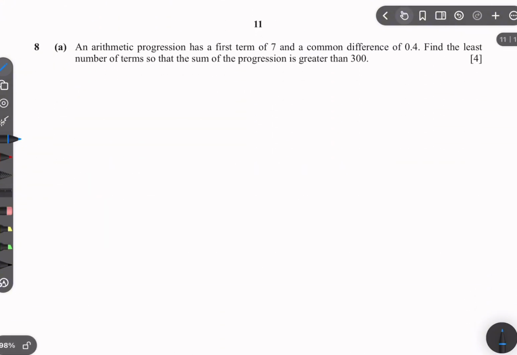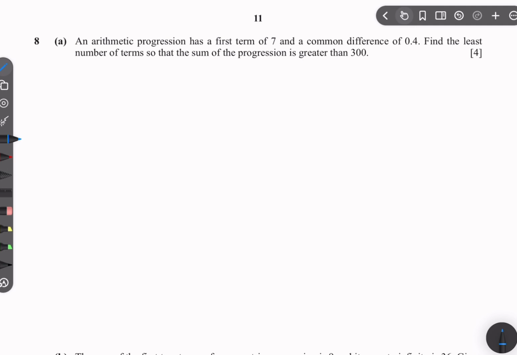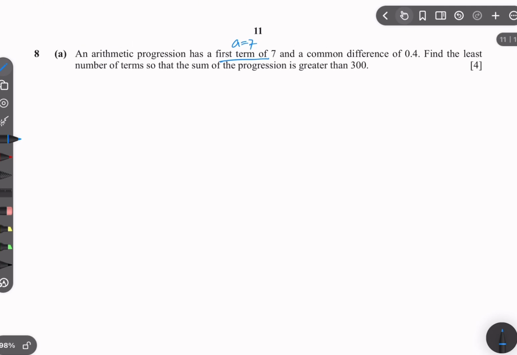Question 8. An arithmetic progression has a first term of 7 and a common difference of 0.4. Find the least number of terms so that the sum of the progression is greater than 300. So straight away we know that a is equal to 7 because a is the first term of any arithmetic progression, and d is 0.4, and d stands for the common difference.